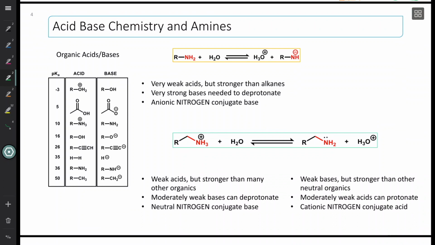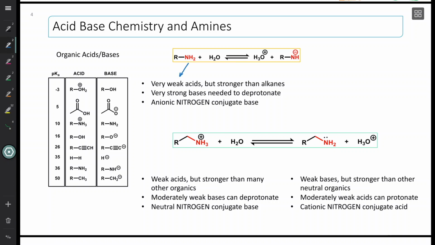Okay, so acid-base chemistry, right? So we're going to learn a lot about amines acting as nucleophiles, but there are also acids and bases. Now, let's start with an amine. This is a neutral amine acting as an acid and giving up a hydrogen, and so then it would become this anionic conjugate base. Now, it really does not want to do this, right? So this is a very weak acid.